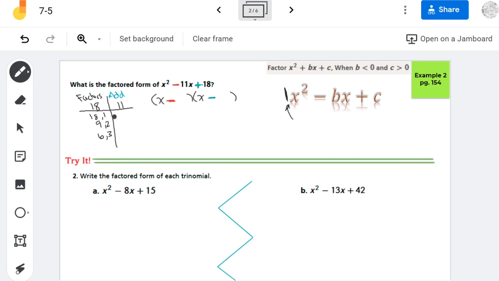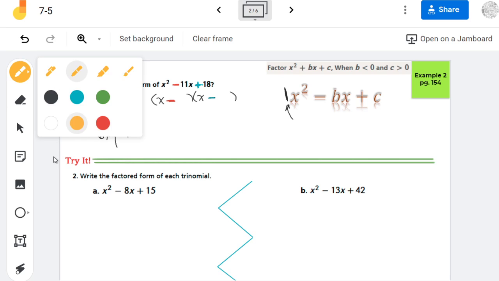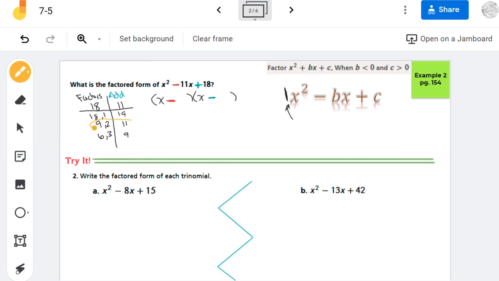And now I'm adding them. 18 and 1 is 19, 9 and 2 is 11, and 6 and 3 is 9. So the pair that matches the 11 I need is 9 and 2, and I fill those in. Remember, I always fill the bigger number into the sign that falls down. In these problems where the signs match, it doesn't matter, but it's a good habit to follow that same pattern, because soon we're going to get into signs that don't match.